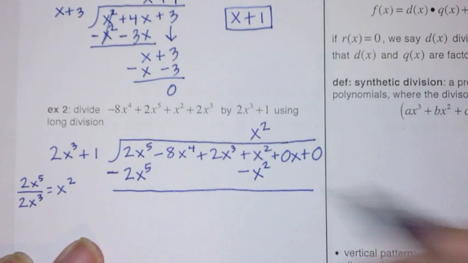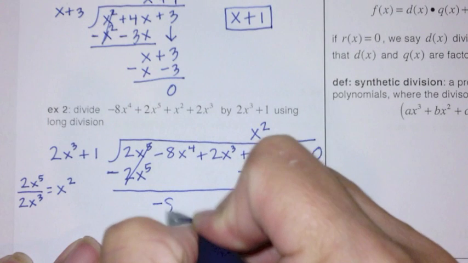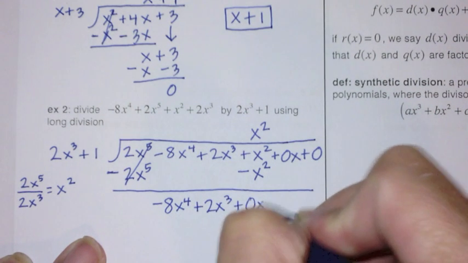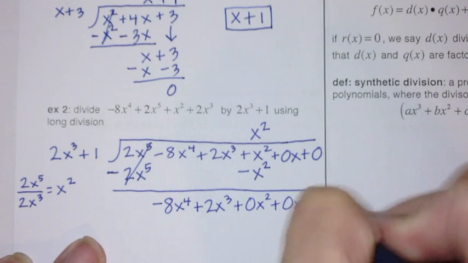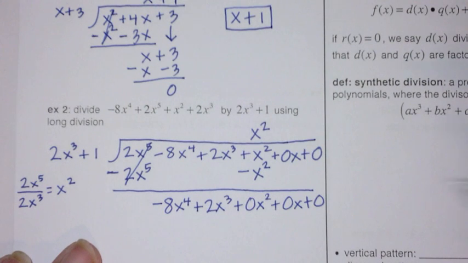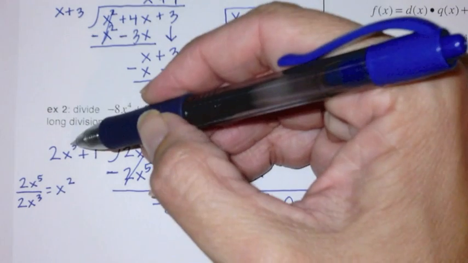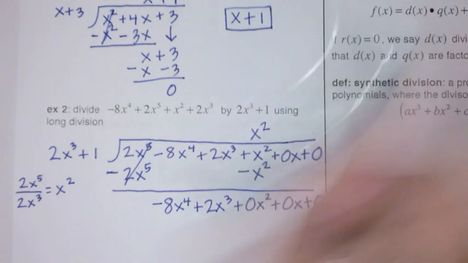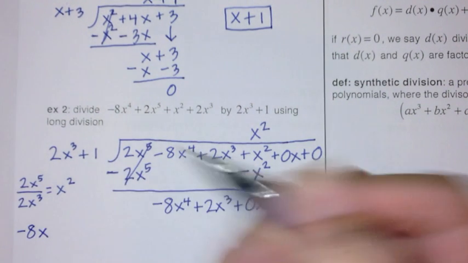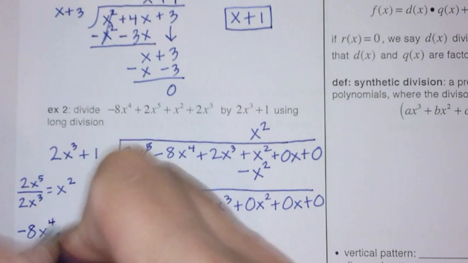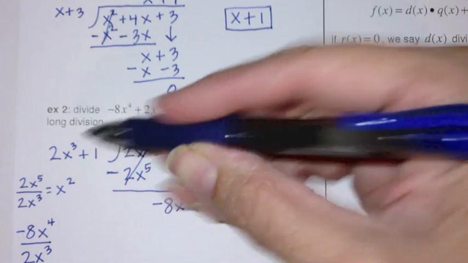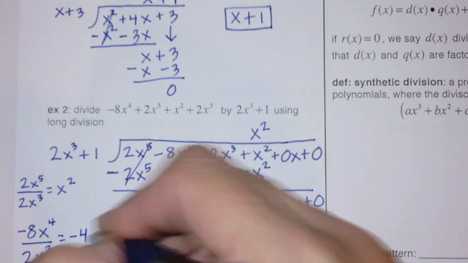So we did skip some terms, but it's okay because we'll just bring them down. Negative x to the 4th plus 2x cubed plus 0x squared now plus 0x plus 0. You don't have to bring these all the way down every single time, but it's just easier to keep track of it. So the next one is 2x cubed times what is negative 8x to the 4th. If you can do that in your head, great. You should be able to do that, but sometimes that's just a weird question. So remember, you can always fall back on this right here, taking this and dividing it by that term and simplifying, so I get negative 4x.